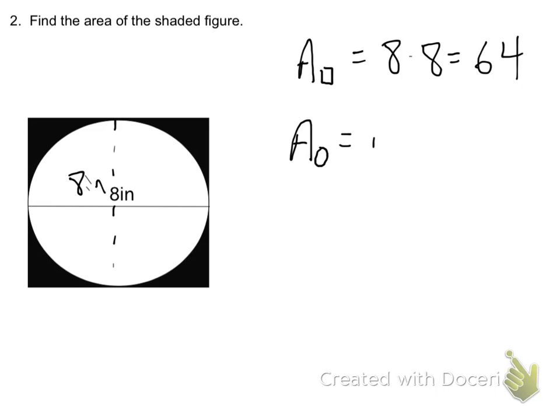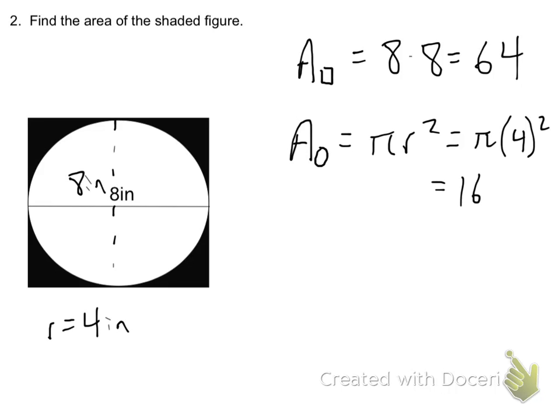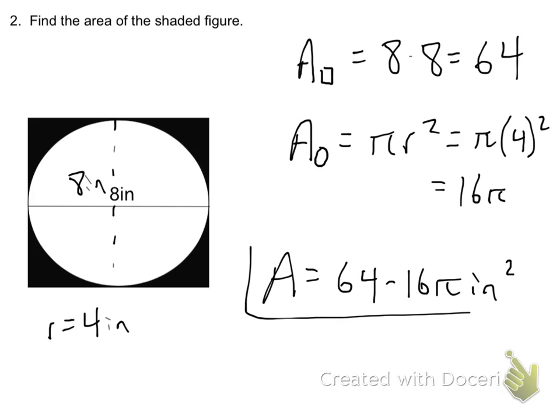And the area of the circle is pi r squared, which is equal to pi times 4 squared, because remember our radius would have to be 4 inches if our diameter is 8, and so it would be 16 pi for our area. So the area of the shaded figure would be 64 minus 16 pi inches squared, which is our terms of pi answer. And now let's just take that and put it into a calculator.